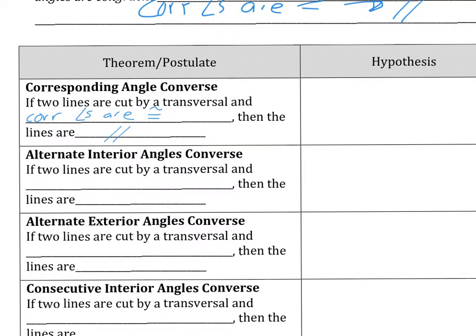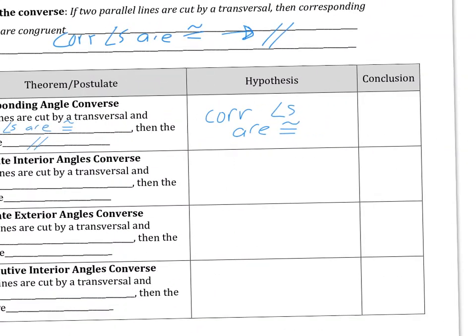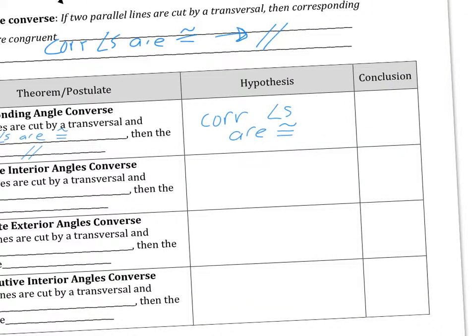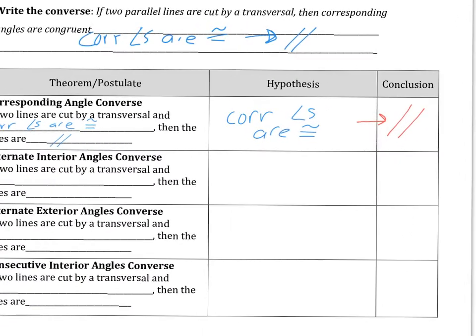So what's the hypothesis here? The hypothesis starts off with lines being cut by a transversal. But the most important part of that is that the corresponding angles are congruent. And where does it take me? It takes me to the conclusion that we have parallel lines. So in terms of concept, this is the converse.